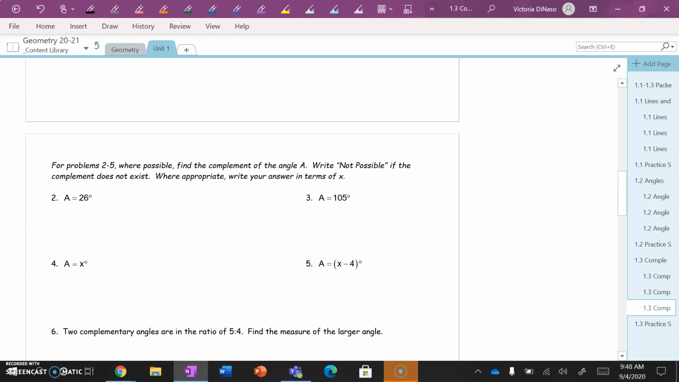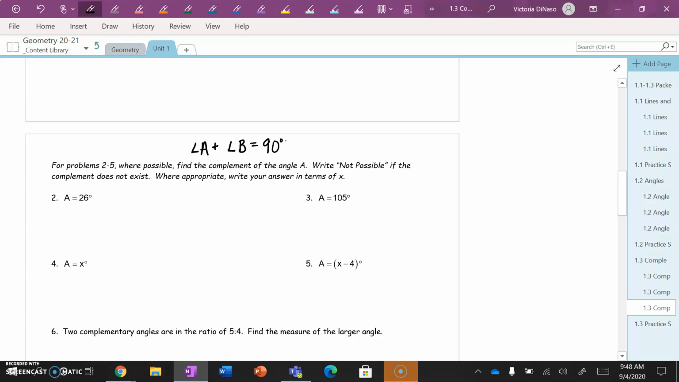For numbers 2 through 5, where possible, find the complement of the angle. Write not possible if the complement does not exist. Where appropriate, write your answer in terms of x. So what we can do is we know that A is 26. So let's say that we have angle A plus, let's call it angle B, which will be our random angle, and that's going to add up to equal 90 degrees.